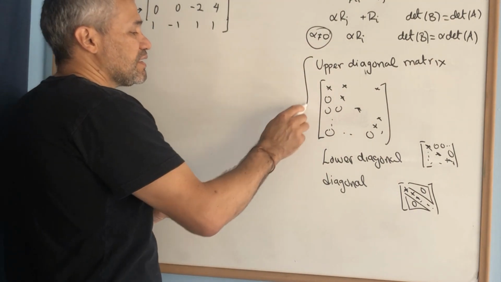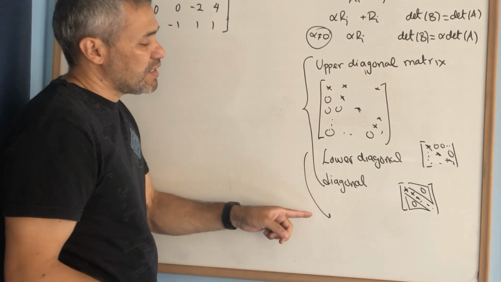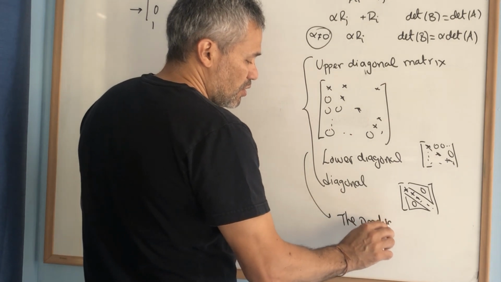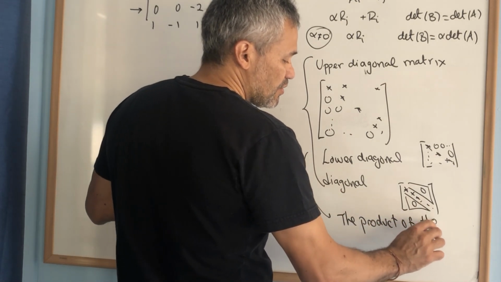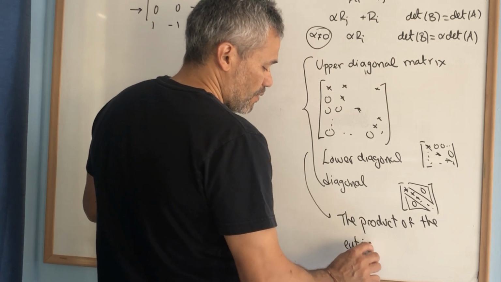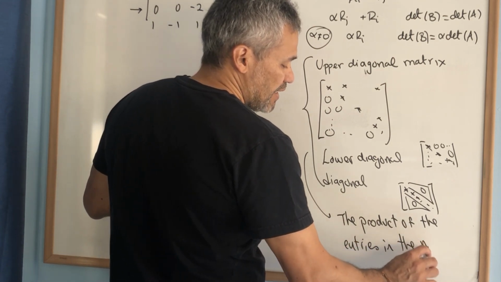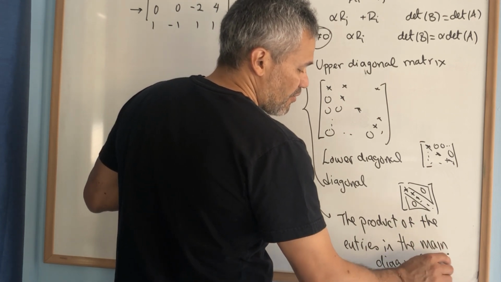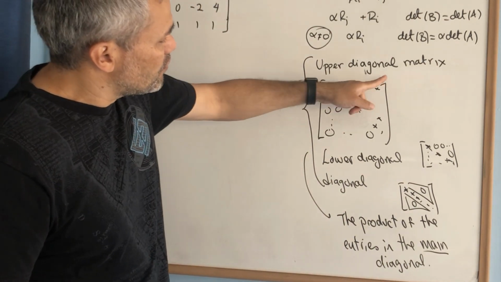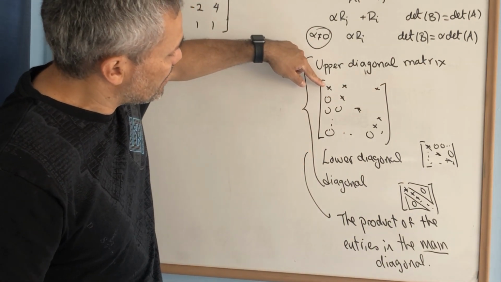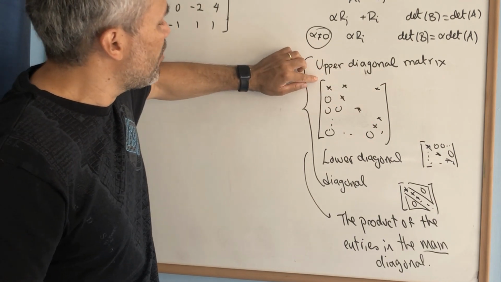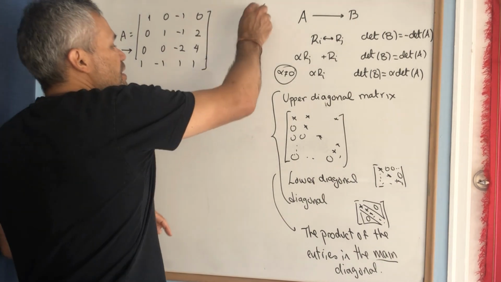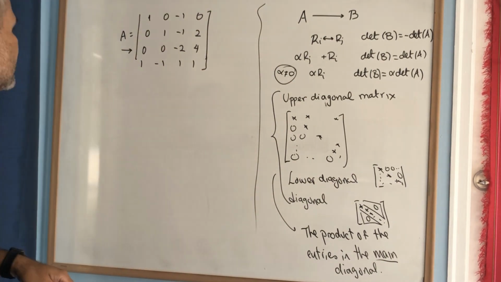And what is important is that the determinant of all these matrices is just the product of the entries in the main diagonal. I'm referring to the main diagonal so that you don't get confused with this other diagonal. We usually refer to the diagonal that goes from the top left to the bottom right. Okay, then with this, we can compute almost every determinant.